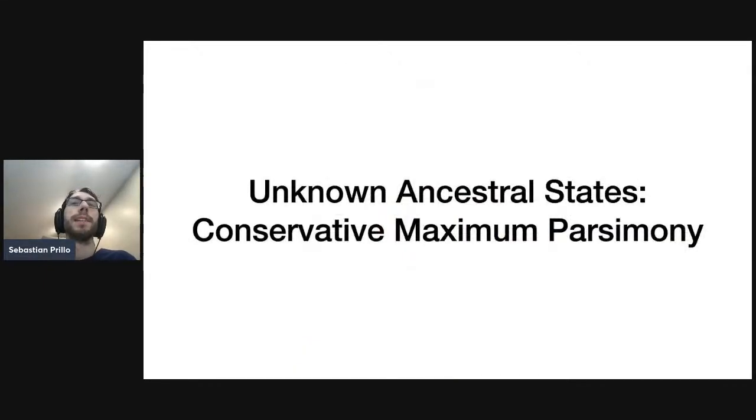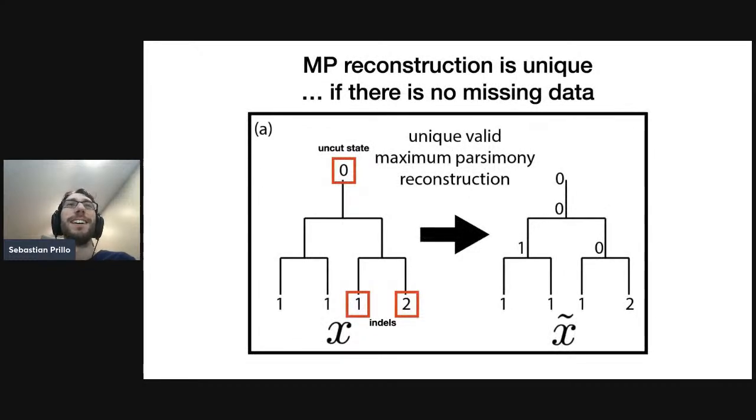And now, what is perhaps my favorite part of this work, which is how to deal with the unknown ancestral states. The way we do that is with this thing we call conservative maximum parsimony. This is, again, my favorite part of this. So let's talk about this.